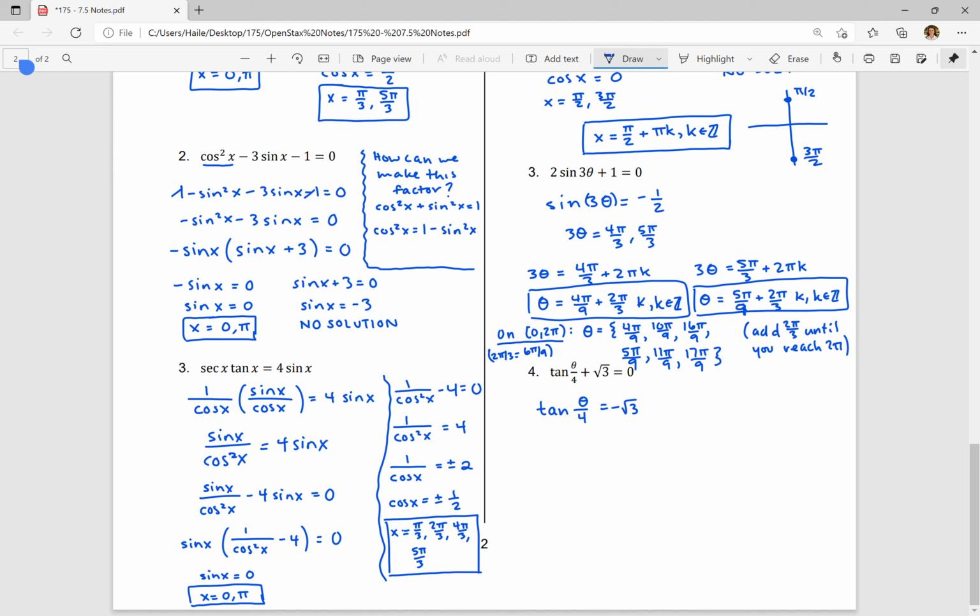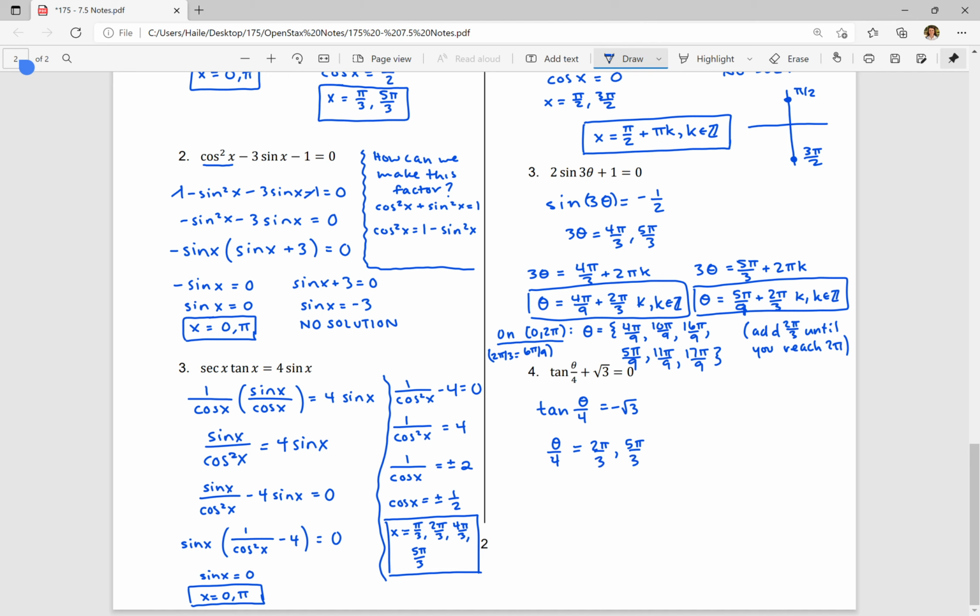The angle that has a tangent of negative root 3 is going to be, oh, I think my notes may be wrong on this one. Tangent is negative in the second quadrant, so it should be 2 pi over 3. So we have theta over 4 is equal to 2 pi over 3, as well as 5 pi over 3. This would be the second quadrant angle. This would be the fourth quadrant angle. My eraser's acting up today. Okay, so those would be our two solutions.